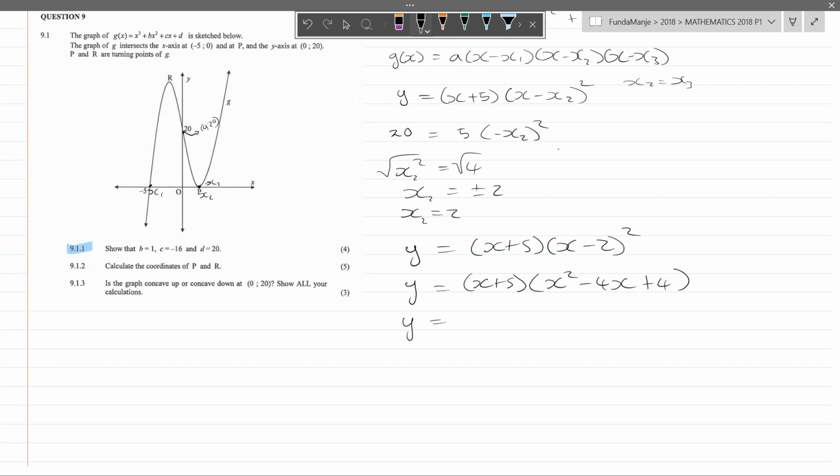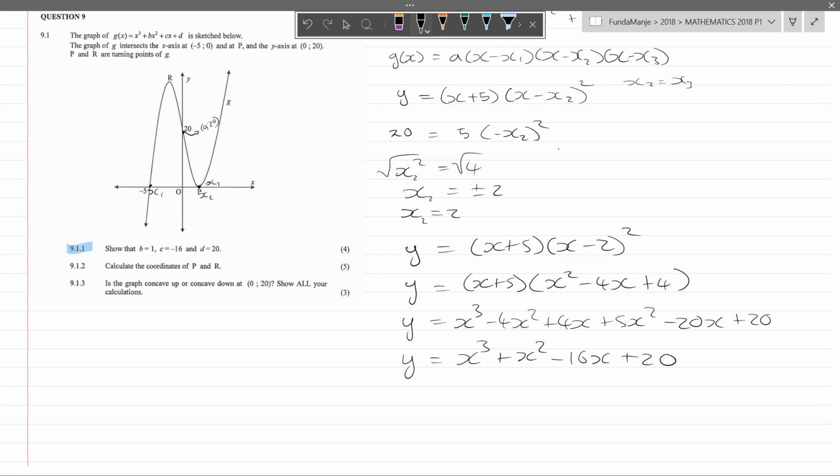Like that. Then y is equal to, we multiply inside both by x and by 5. If you do that, you get x cubed minus 4x squared plus 4x. This is with the x. Then multiply the 5 by everything as well. You get plus 5x squared minus 20x plus 20, and then we can join the like terms. So x cubed is on its own, and then minus 4x squared plus 5x squared, that's x squared. So our final equation will look something like this: x cubed plus x squared minus 16x, that's coming from minus 20x plus 4x, and then we have plus 20.